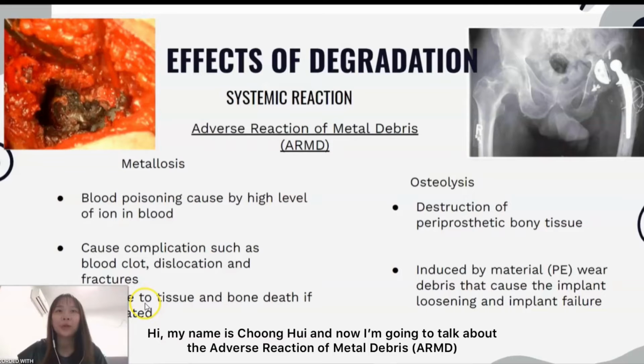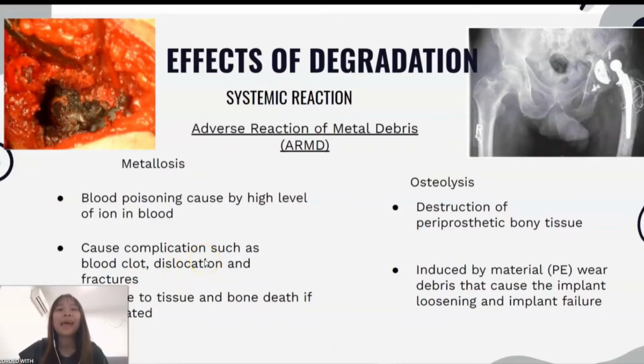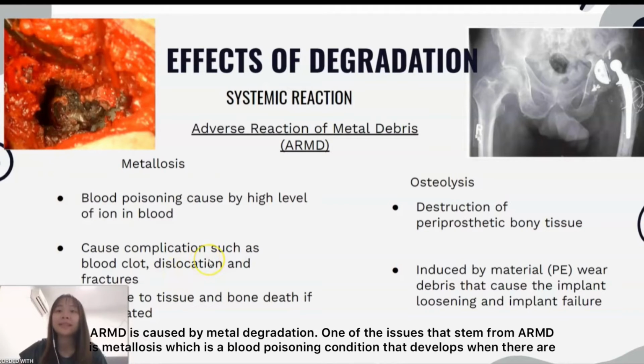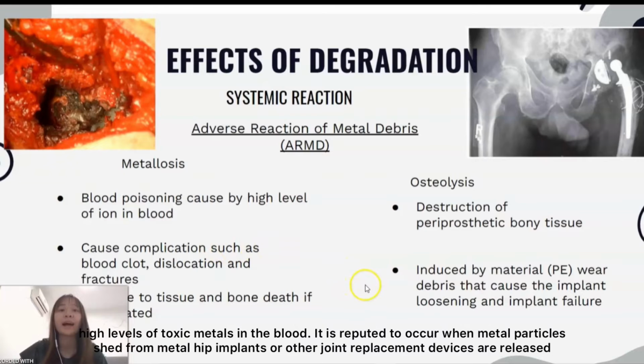Hi, my name is Chong Hui, and now I'm going to talk about the adverse reaction of metal debris, ARMD. ARMD is caused by metal degradation. One of the issues that stem from ARMD is metallosis, which is a blood poisoning condition that develops when there are high levels of toxic metals in the blood.